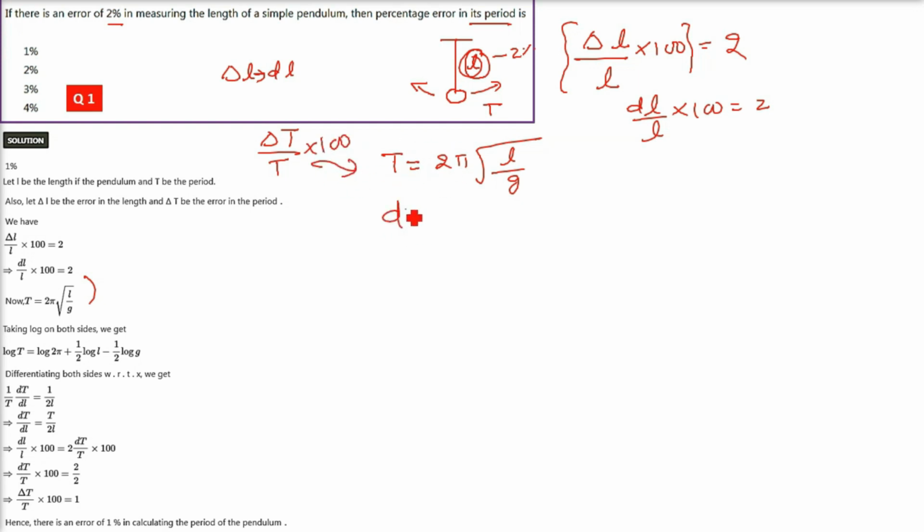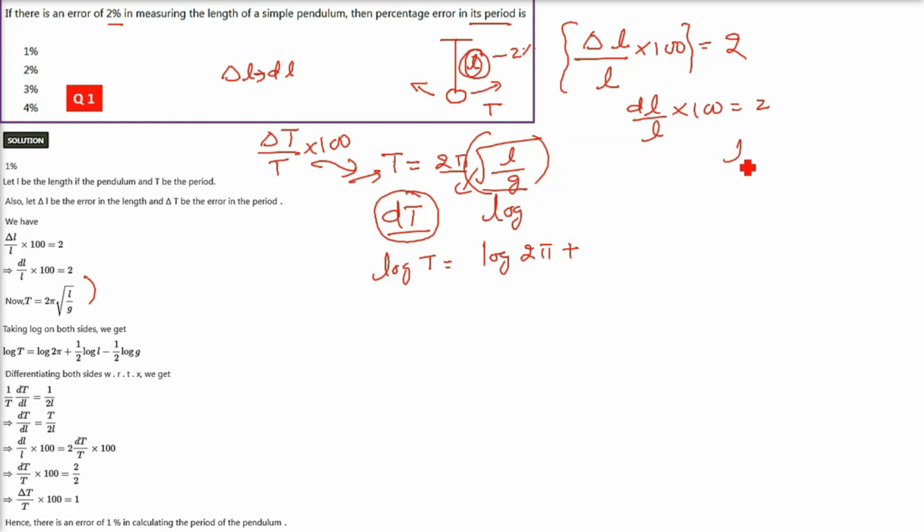So let us differentiate, but we have an issue here. The differentiation will take a lot of effort if you deal with root, and you have L by g also. So the best way is to take the logarithm on both sides. Taking the logarithm, log T is equal to log 2 pi plus log of under root L by g. Now L by g is to the power half. You take the log of this, half will come in front, and log A by B is log A minus log B. So it will be log L minus log g.